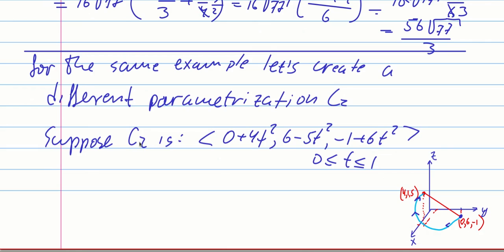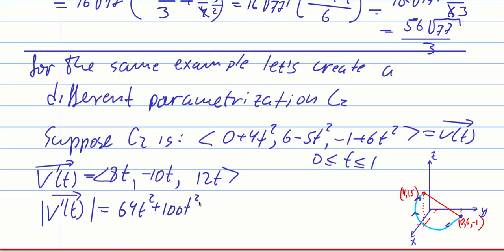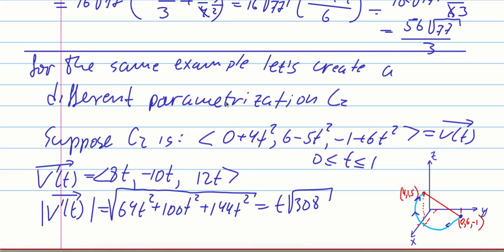So I'm just trying to calculate the same integral but over different paths. So what would be my v prime of t? My v prime of t is 8t, minus 10t, and 12t, and then the magnitude of my v prime is the square root of 64t squared plus 100t squared plus 144t squared. So t we can factor out, then 64 and 144 is 208 plus 100, it's the square root of 308.